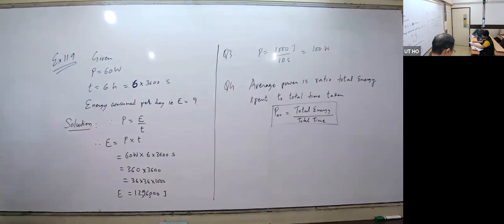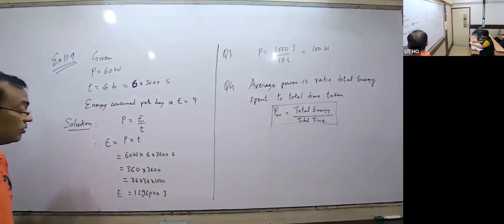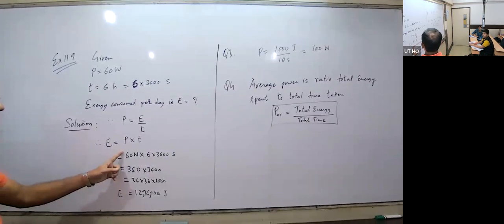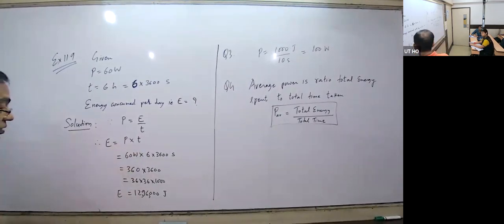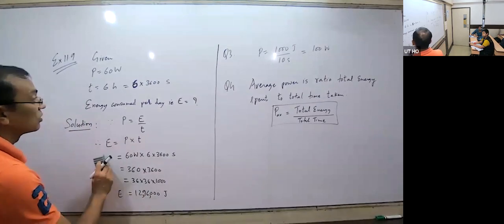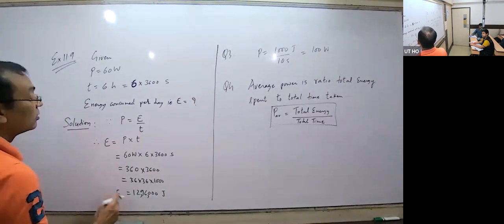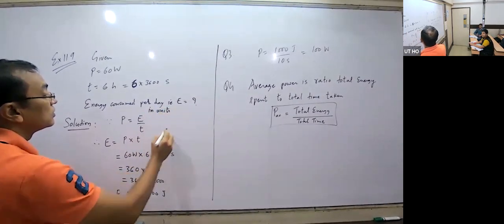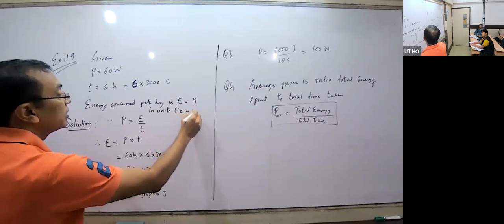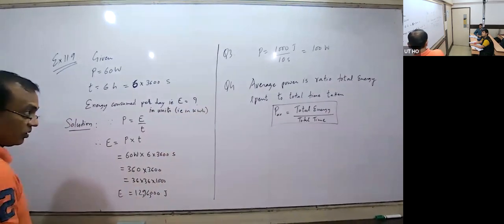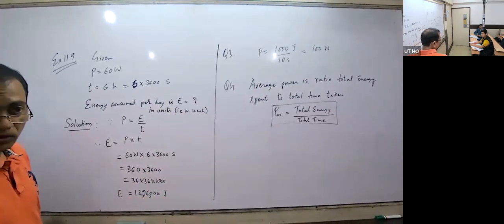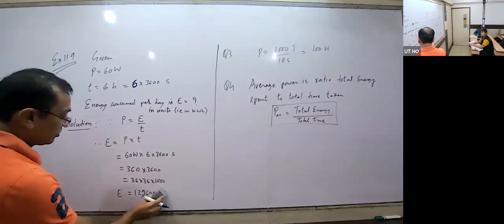Okay, so we have to calculate how many units, right? So this is the total energy. We have to calculate units. What was needed to find units? This has to be converted into kilowatt and this into hours only. So this is wrong. Energy in units, that is in kWh. So kWh is divided by 3.6 into 10 to the 6.